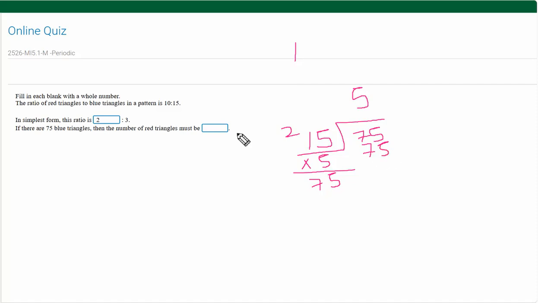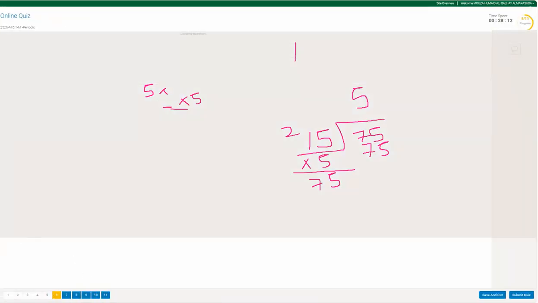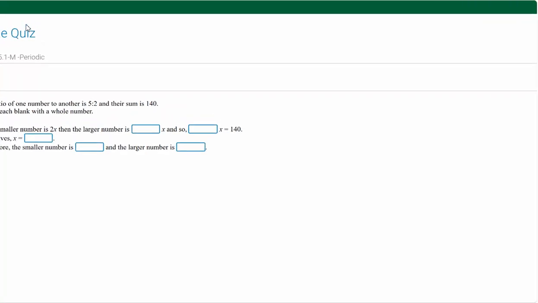So they multiplied here by 5 and they multiplied here by 5. So if there are 75 blue triangles, here it became 75. And then the other one will also become 50. So the red triangles will become 50. Remember, what are they asking for? Keep that in mind. If they want it in simplest form, you can also change it to that. Let's do this one now.